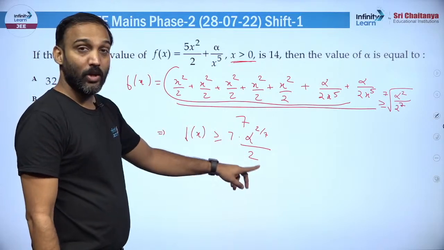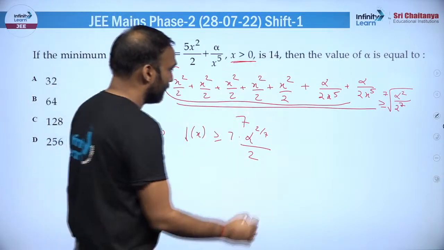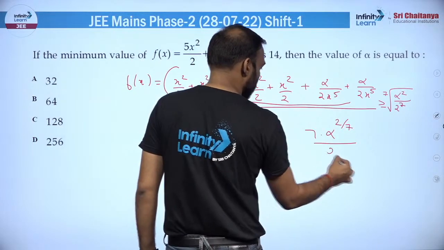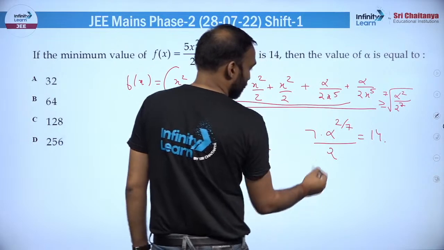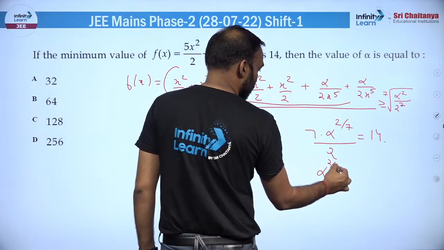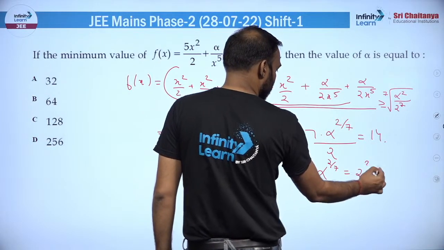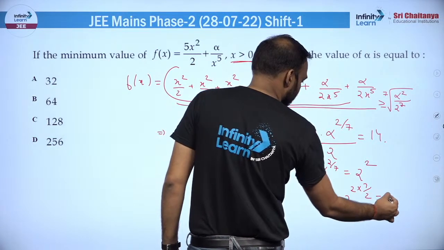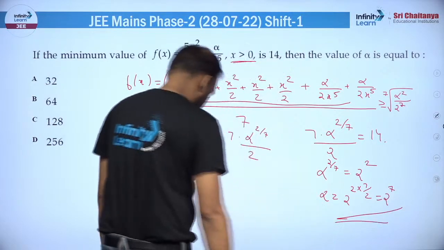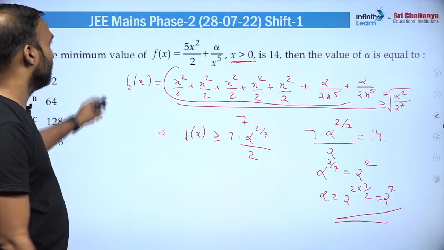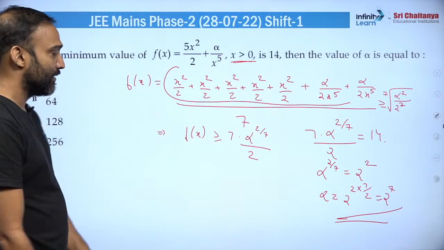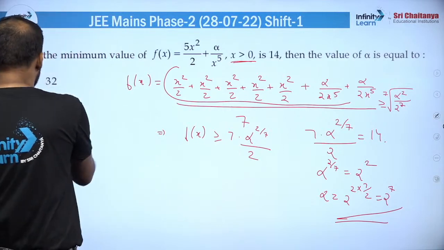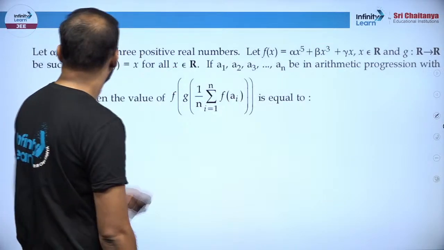So this is the minimum value of f(x), but the question says the minimum is 14. So I know 7 into α^(2/7)/2 will be equal to 14. From here we can say α^(2/7) is equal to 2². So α is 2 raised to the power 2 into 7/2, and that is 2⁷. So the value of α is 2⁷, and that is what we need to find out. 2⁷ would be how much? 2⁵ is 32, 2⁶ is 64 and 2⁷ is 128. So option C is the correct answer.